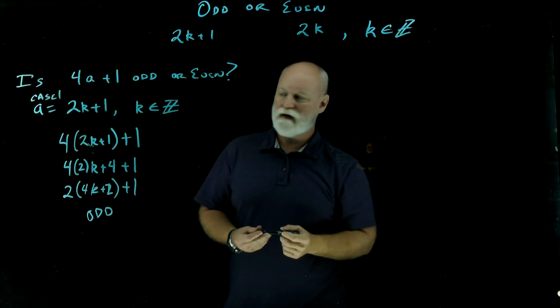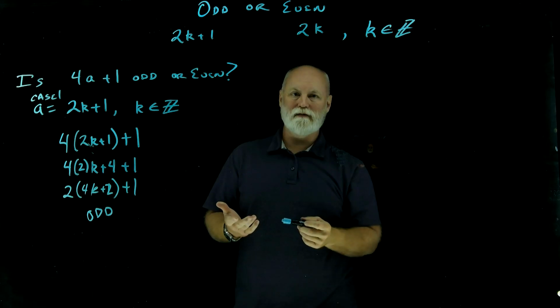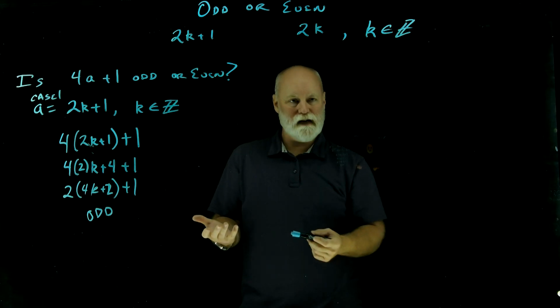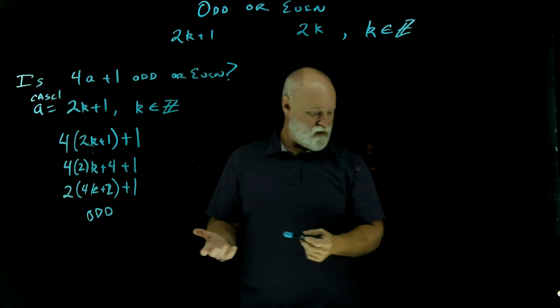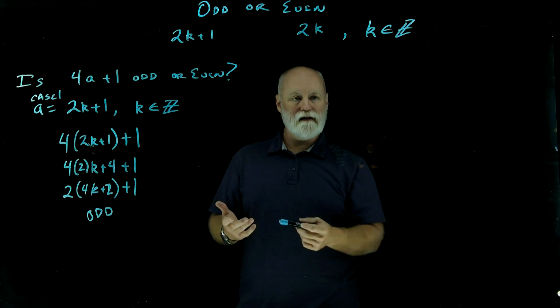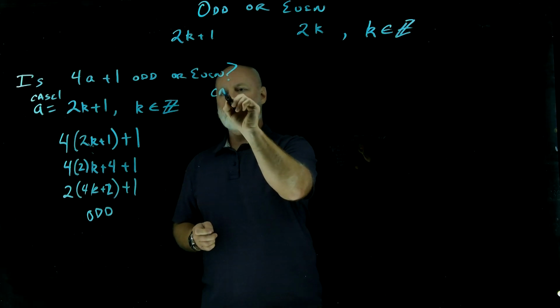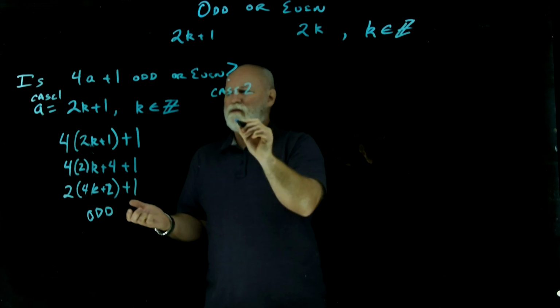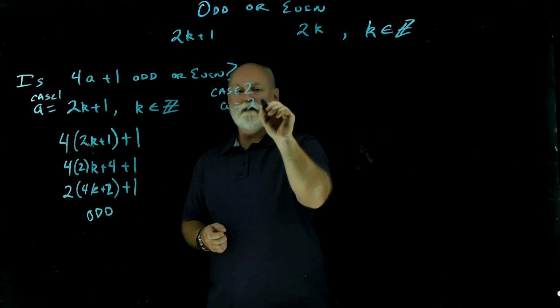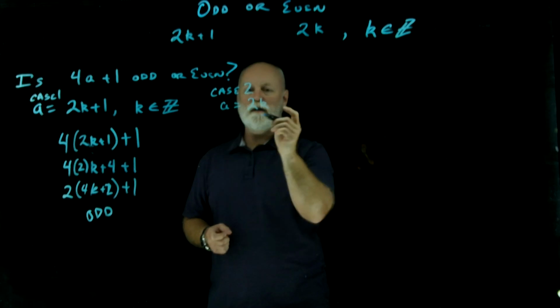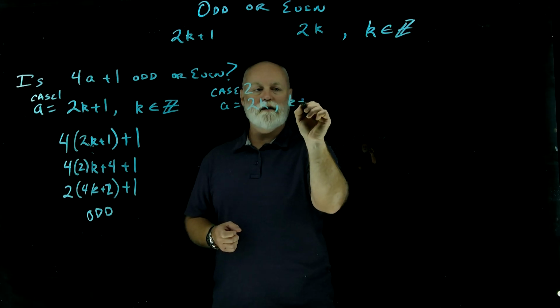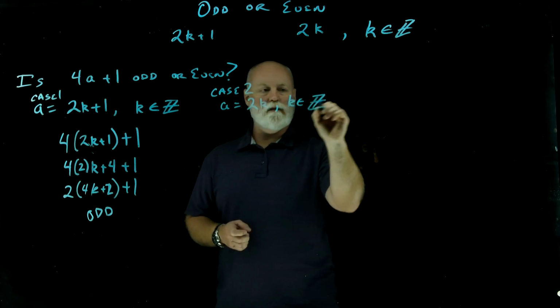And a lot of times in math, what we do is we create multiple cases when we know there's going to be multiple different types of outcomes. So we're just messing around with different values here until we find the one that really fits best, right? So case 2, because there's other versions of this, a could be even. So it's 2k, where k, once again, is some integer.